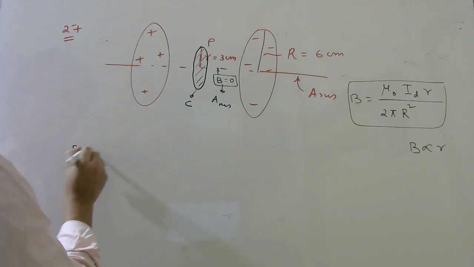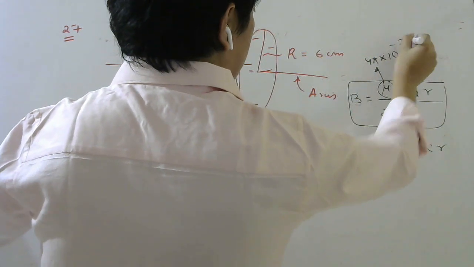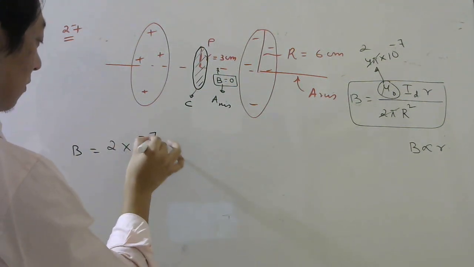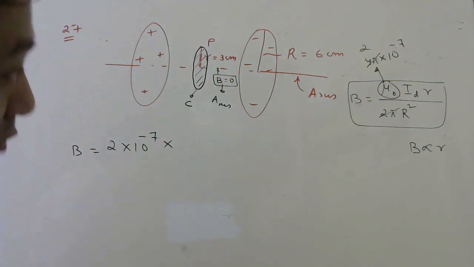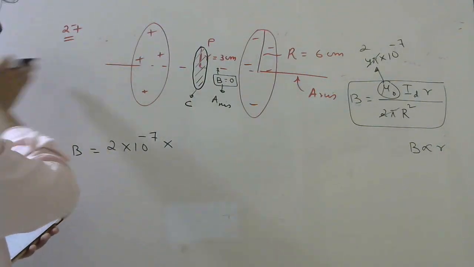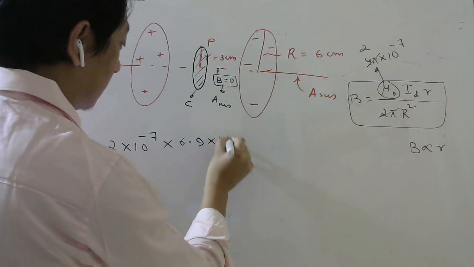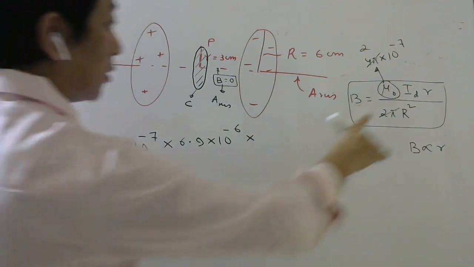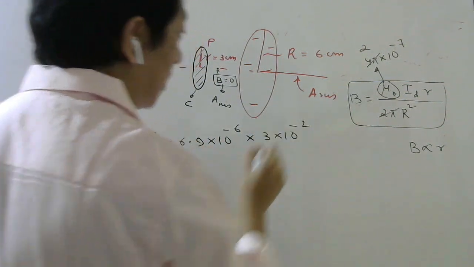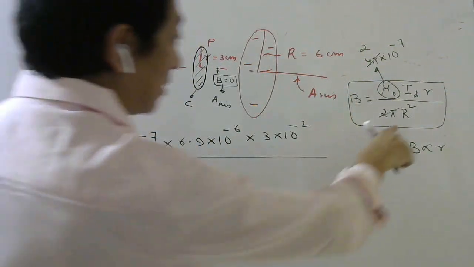B will be mu naught, which is 4 pi into 10 power minus 7. So this 2 pi and this 4 pi will give you 2 here, so 2 into 10 power minus 7. Displacement current was how much, students? The entire displacement current was the same as the entire current here, which was 6.9 microamperes, into small r, at what distance you want, 3 centimeter, convert into meter, and capital R is the radius of this disc, which is 6 centimeters, squared.